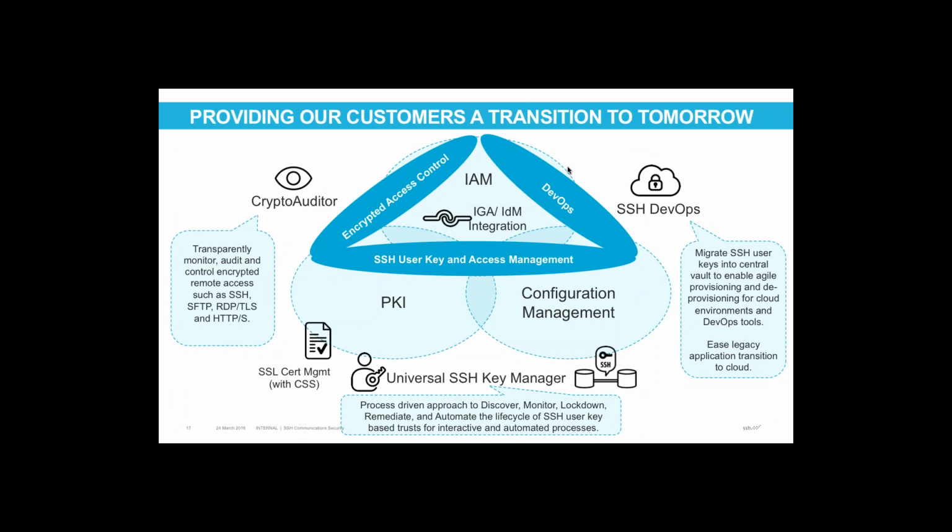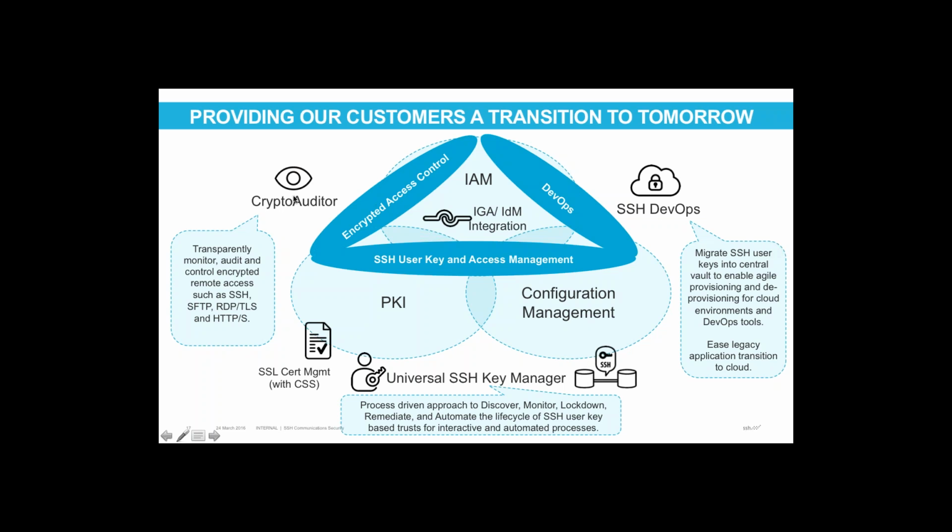One is called the Universal SSH Key Manager. This is really the heart, which is solving the SSH user key management challenge in our customers' environments. It has the capability to discover and monitor these trusts, lock down the environment, remediate the legacy trust, and automate the life cycle for these SSH user keys and link this back into the identity access management framework. Universal SSH Key Manager also manages the configuration centrally in the environment to help our customers standardize and get those security benefits and access control benefits that are needed to get this puzzle put together properly.